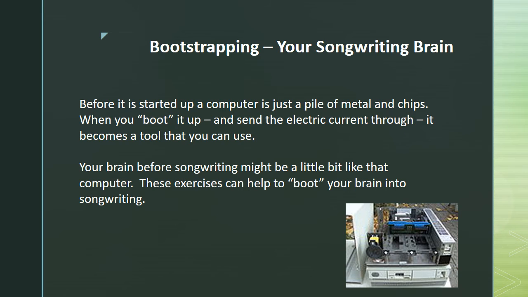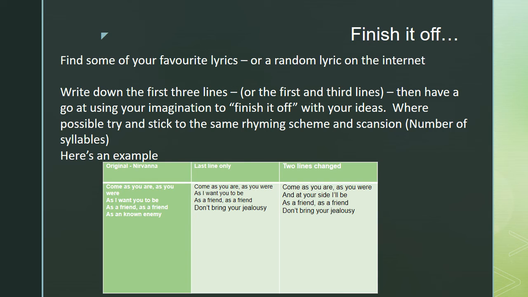So our first technique is called finish it off. Just find some of your favourite lyrics or any random lyric on the internet and write down the first 3 lines of the song, or alternatively the first and the third line. Then have a go at using your imagination to finish off the ideas. And where possible, do try and stick to the same rhyming scheme as the original. It's just to get into the habit of using rhymes, and also scansion. That's where we use the same number of syllables so that it flows more smoothly.